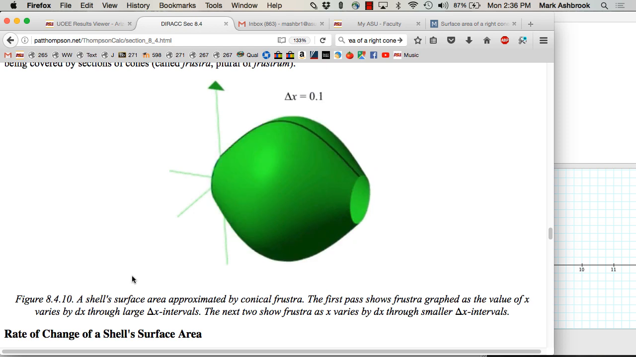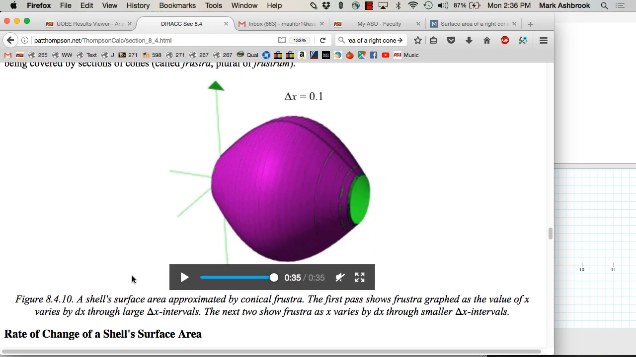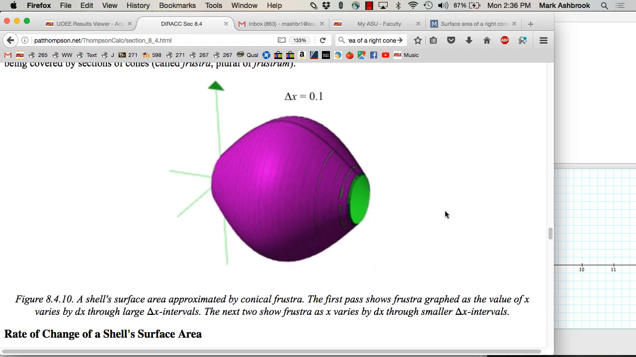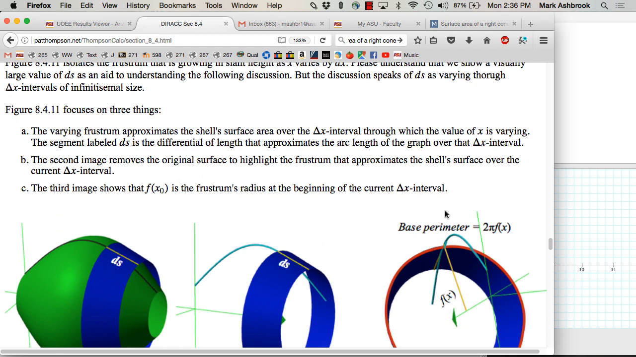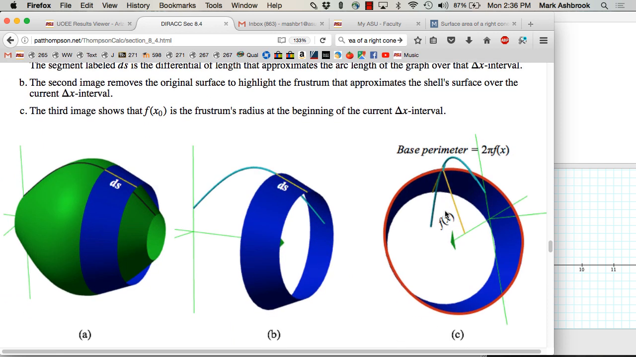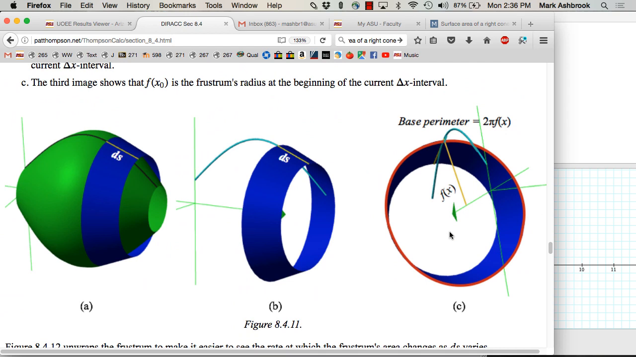And then it's 0.1. So you see when things get small, now those frustra, so plural is a frustra, they're going to match that surface perfectly when things get real small. Okay, so here's one of those, again, based on ds, right? The little line segment connecting the points of the curve, rotated around. So what we need is the rate of change of those, what the rate of change of those growing is.